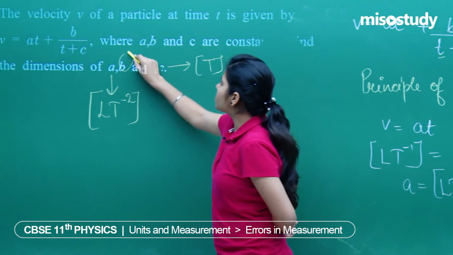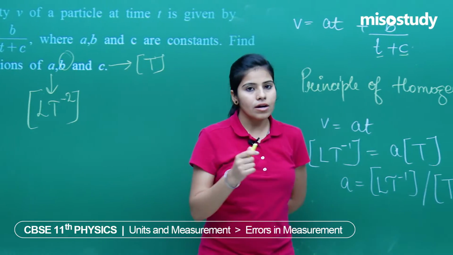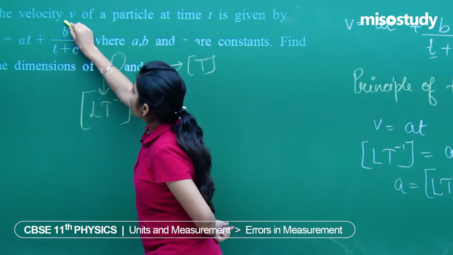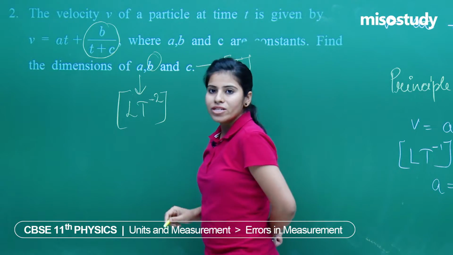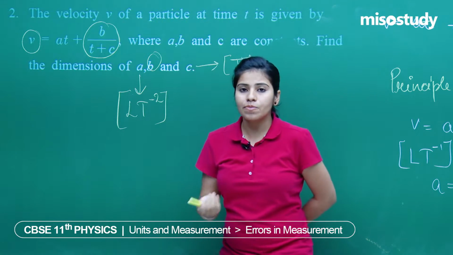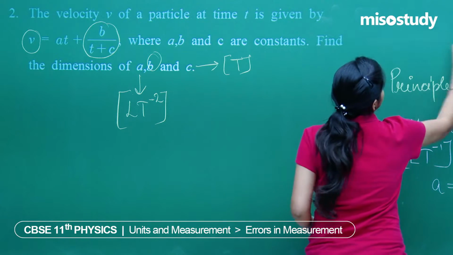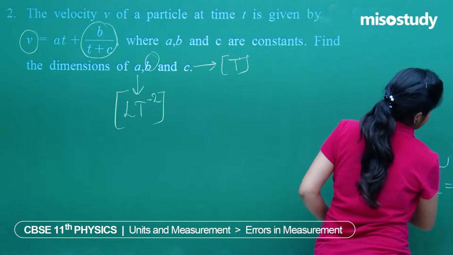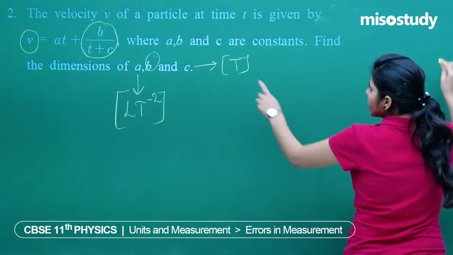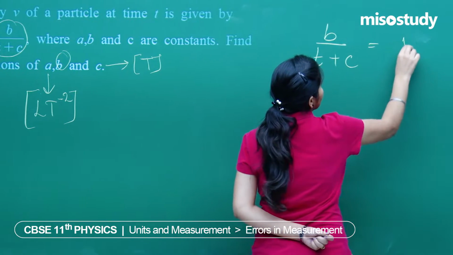Now, one thing that has been left here is B. So, let us proceed and find out the dimension of B. Here in this equation we can see that again this complete B upon T plus C should be equal to V, because of the principle of homogeneity. So, let us just start. We can write that B upon T plus C equals V.